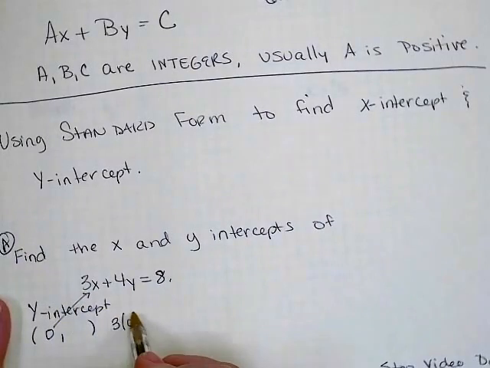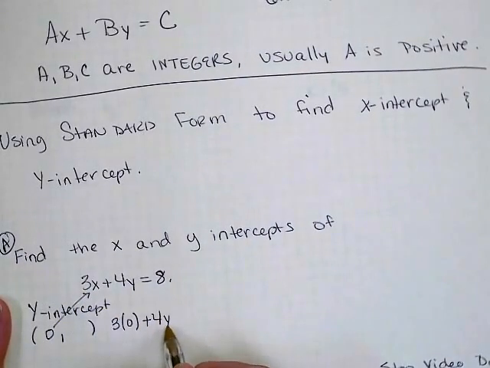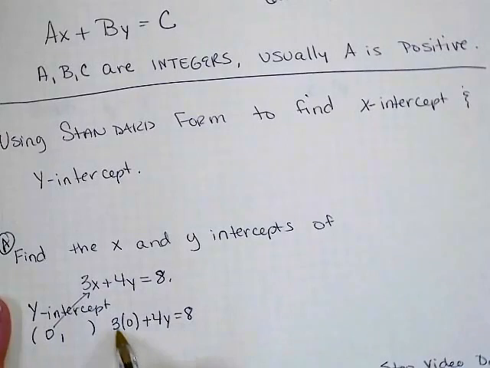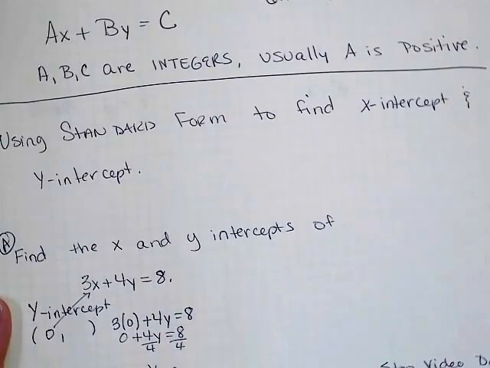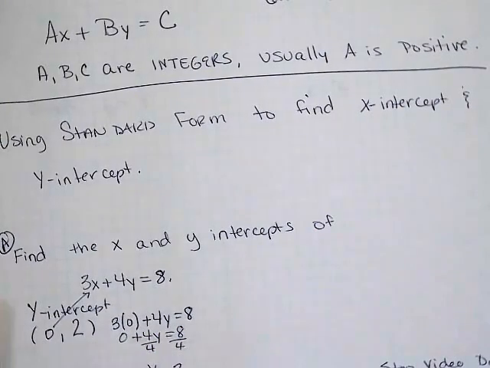3 times 0 plus 4y equals 8. Well, that's 0 plus 4y is 8. Divide by 4. Y is 2. So 0, 2 is my y-intercept.